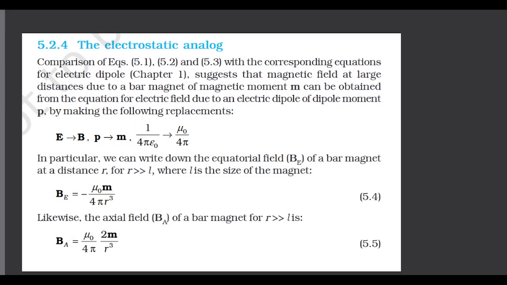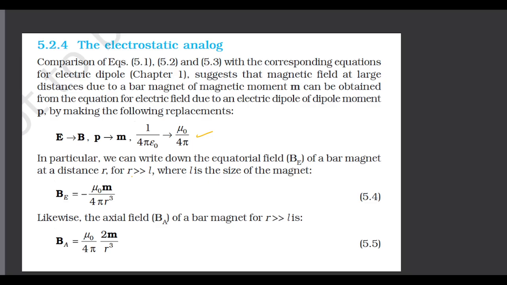Then we have the electrostatic analogs. So we can compare electrostatics, electric field, with magnetic field. In case of electric field, we have E. In case of magnetic field, we have B. They are analogous. Electric field lines, magnetic field lines, electric field, magnetic field. In case of electric field, we have the electric dipole moment, and here in magnetic field we have the magnetic dipole moment. There we have the constant 1 by 4 pi epsilon. Here we have the constant mu naught by 4 pi. All these things are there.